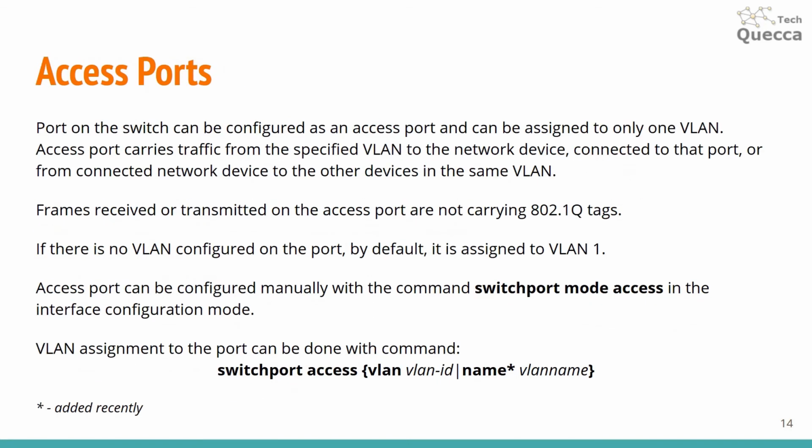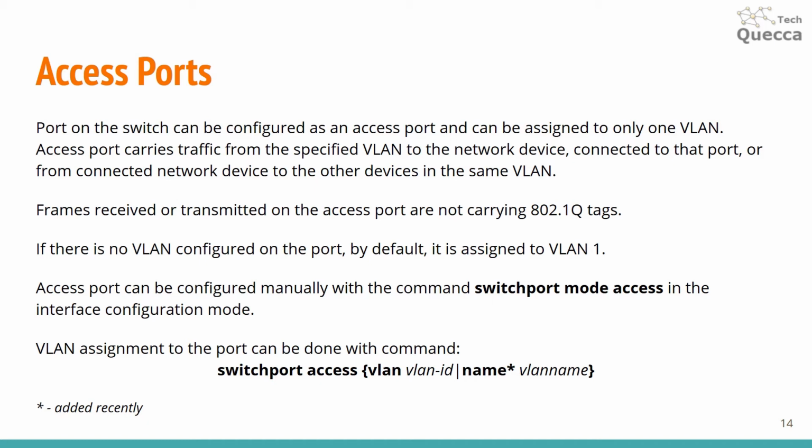Access port. A port on the switch can be configured as an access port and can be assigned to only one VLAN. An access port carries traffic from the specified VLAN to the network device connected to that port, or from the connected network device to the other devices in the same VLAN. Frames received or transmitted on the access port do not carry 802.1q tags.